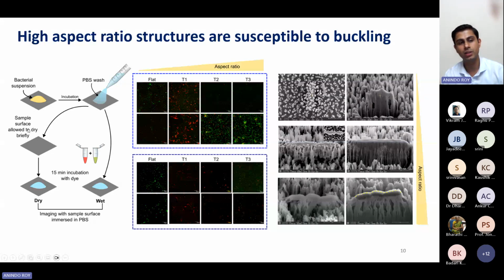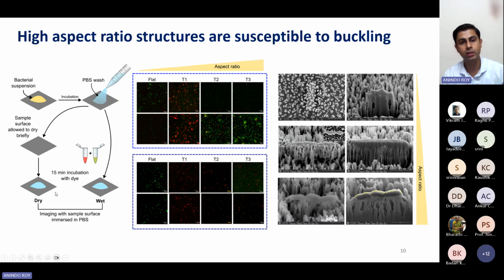In one case, we allow the sample surface to dry very briefly for 4 to 5 seconds, which allows the air-liquid interface to pass through the substrate. And in the other case, we keep the substrate wet throughout, and then we add the fluorescent dye, a combination of green and red dye, and image them while the substrate surface is wet.